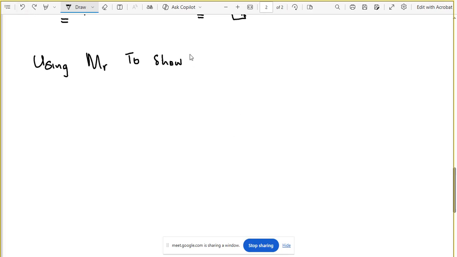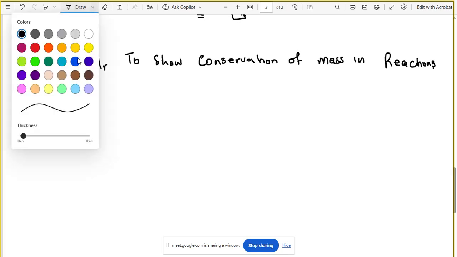I'll show you how they ask this question. This one is very important, and there's no way they don't ask you this one. We're going to use the conservation of mass in a reaction. In an exam, they will ask: is the mass conserved, yes or no? Support your answer by calculations.